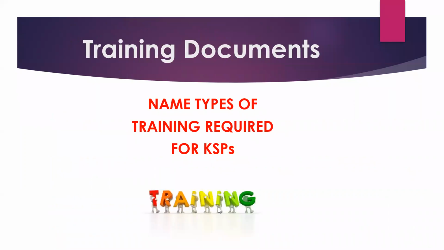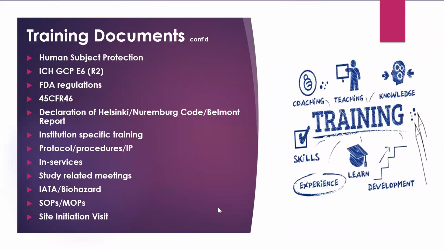Okay, so let's get to training documents. Lots of documents. We have some of our basics that we should have, like human subject protection, your ICH-GCPs, your federal regulations, your Common Rule, your Declaration of Helsinki, Nuremberg, Belmont. Some of that comes if you do your CITI training on your HSP, then your Declaration of Helsinki, Nuremberg, Belmont, all those things are included in that.